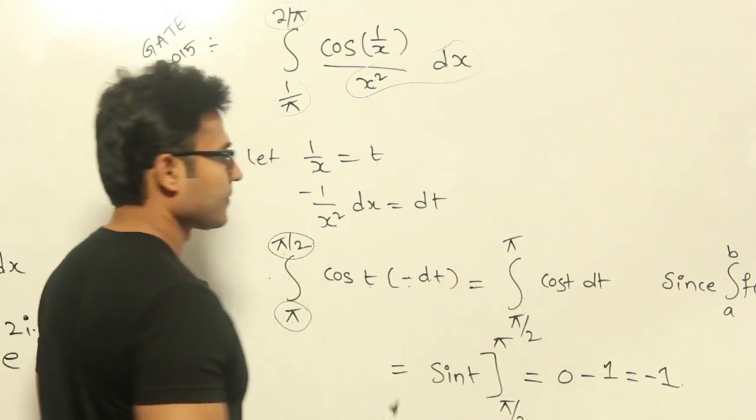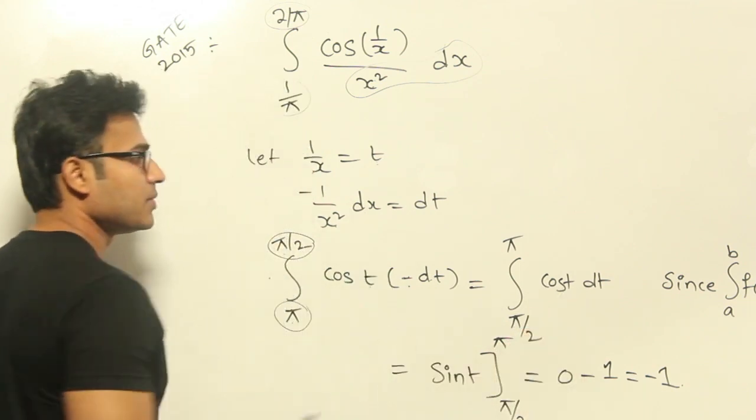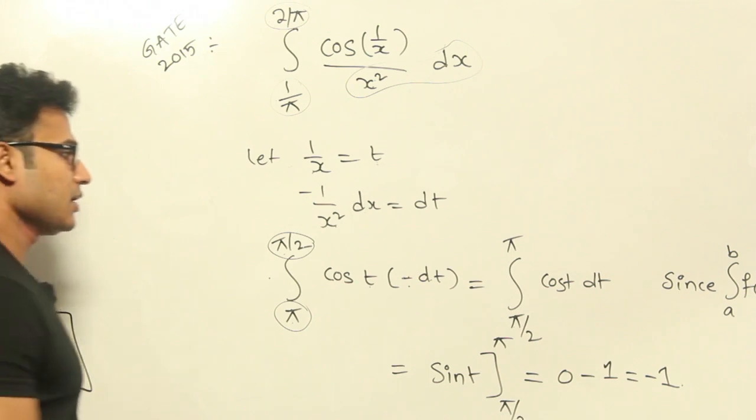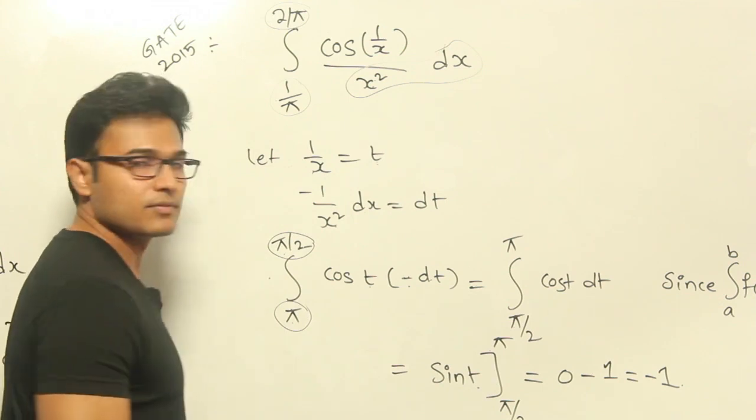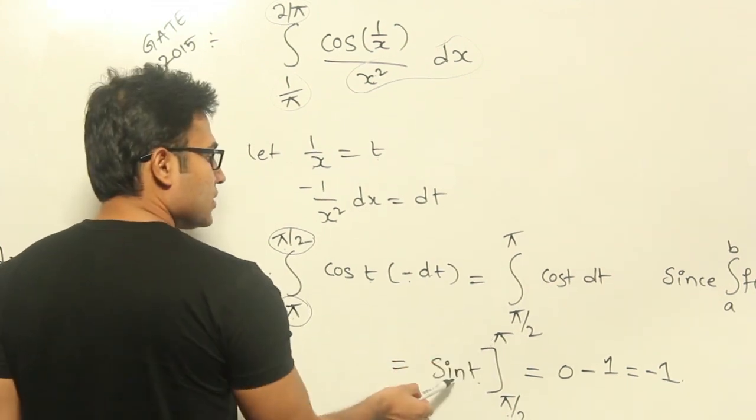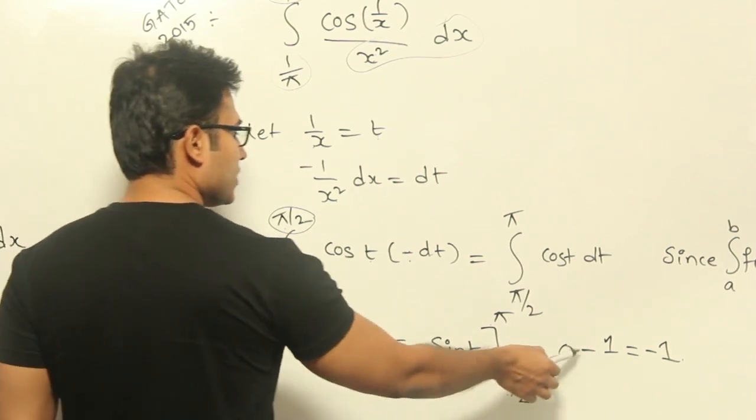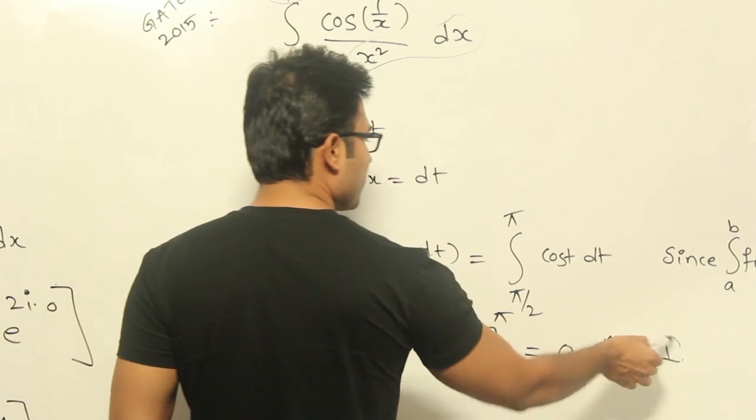cos t dt, right? Now if you apply integration to cos t, it is going to be sin t. Why? d by dt of sin t is going to be cos t, right? So it is sin t from pi by 2 to pi. So it is sin pi minus sin pi by 2. What is sin pi? 0. Minus sin pi by 2 is 1. Therefore you are going to get minus 1.